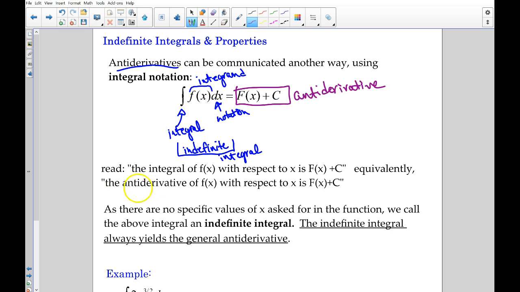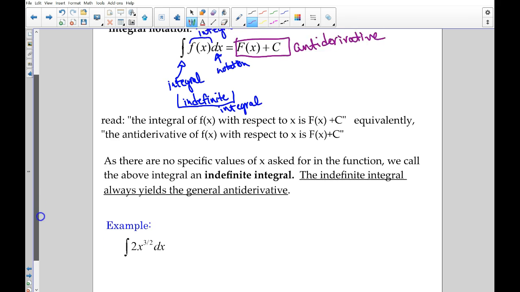The way we read this is the integral, which looks kind of like an elongated s, integral of f of x with respect to x is capital F plus c, or we could say the antiderivative of f of x with respect to x is that. Here we are not finding any specific values of x nor c. So the output of an indefinite integral is always the general antiderivative without any values of c specified.